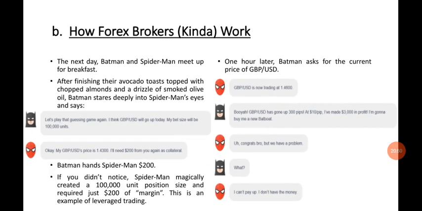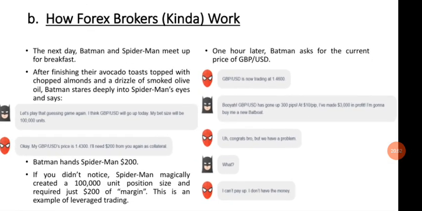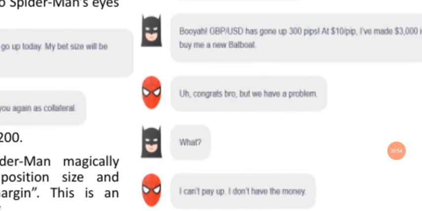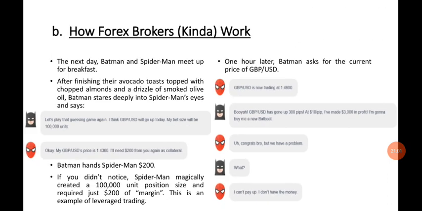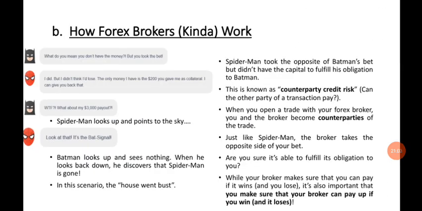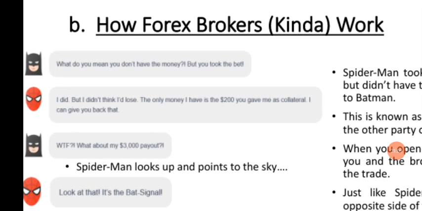Spider-Man goes, "Oh, congrats, bro, but we have a problem." Batman says, "What?" Spider-Man says, "I can't pay up. I don't have the money." Batsy goes, "What do you mean you don't have the money? But you took the bet." Spider-Man says, "I did, but I didn't think I'd lose. The only money I have is the $200 you gave me as collateral. I can give you back that."